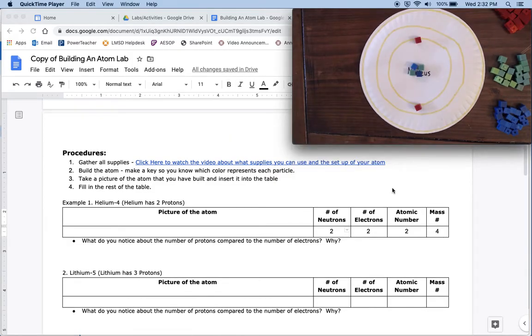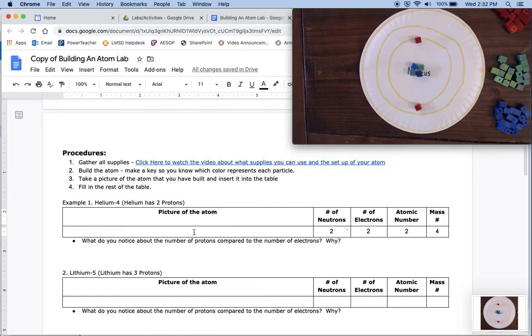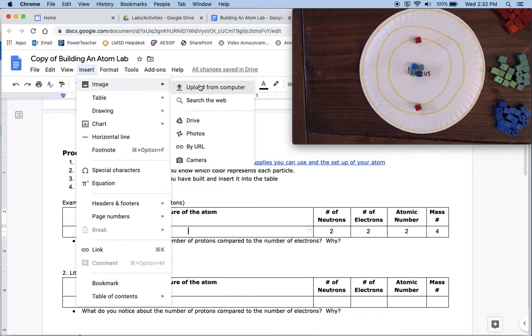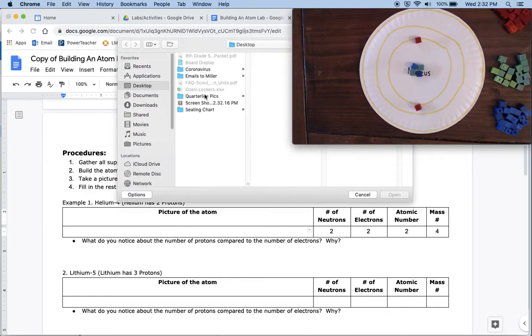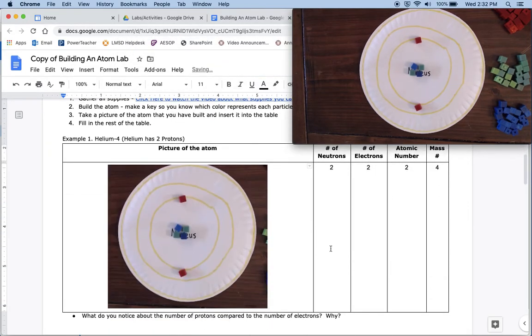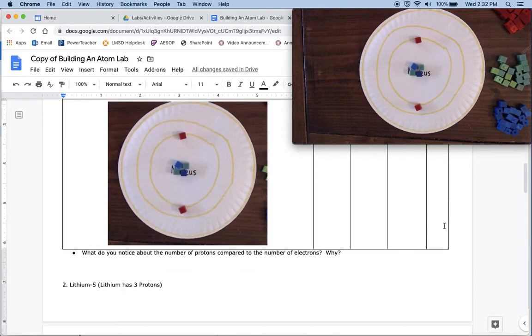From here, I'm just going to take a picture of my atom, and then post it right here. That's where the picture goes. So I'm going to go File, Insert image, upload from my computer. It should be on my desktop, right here. Open that up, and boom, there you go. Now I have my picture in there. So this one's done, and now I can move on to the next one.